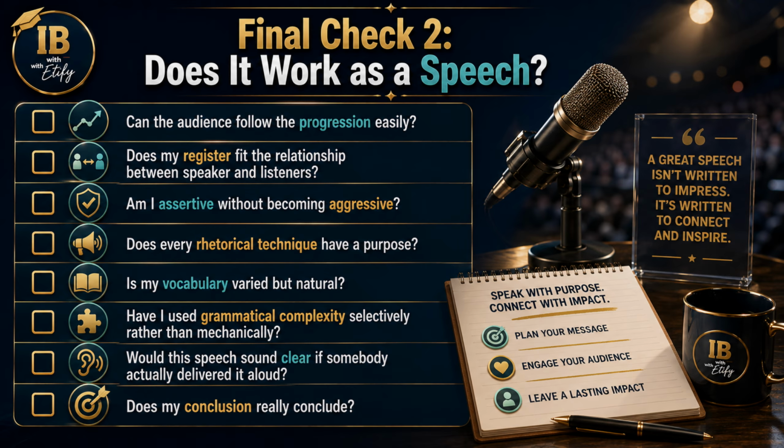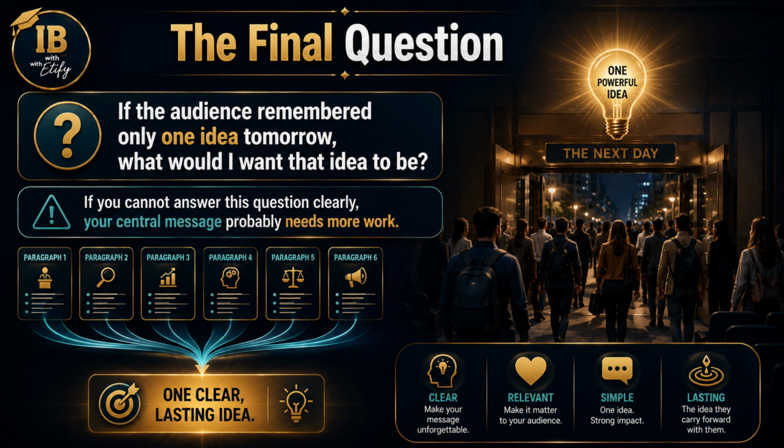Is my vocabulary varied, but natural? Have I used grammatical complexity selectively rather than mechanically? Would this speech sound clear if somebody actually delivered it aloud? And does my conclusion really conclude? Then ask yourself one final question. If the audience remembered only one idea tomorrow, what would I want that idea to be? If you cannot answer that question, your central message probably needs more work.